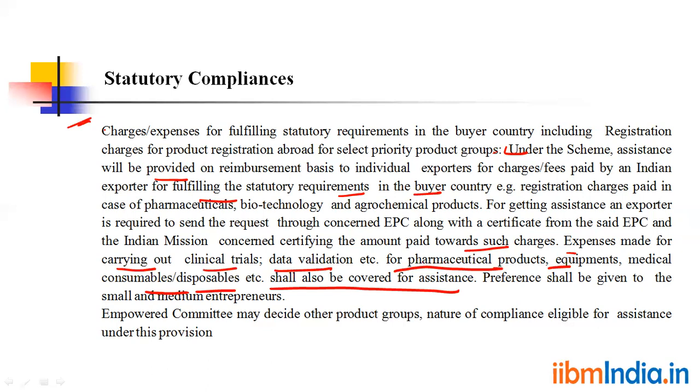For example, registration charges paid in the case of pharmaceuticals, biotechnology, agrochemical products. For getting assistance, an exporter is required to send the request through the concerned EPC, along with a certificate from the said EPC and the Indian mission concerned certifying the amount paid towards such charges. Expenses made for carrying out clinical trials, data validation, etc. for pharmaceutical products, equipment, medical consumables, and disposables shall also be covered for assistance. Preference shall be given to small and medium enterprises. For large enterprises, it's not feasible. So basically preference will be given to small and medium enterprises. The Empowered Committee may decide other product groups and the nature of compliances eligible for assistance under this provision.